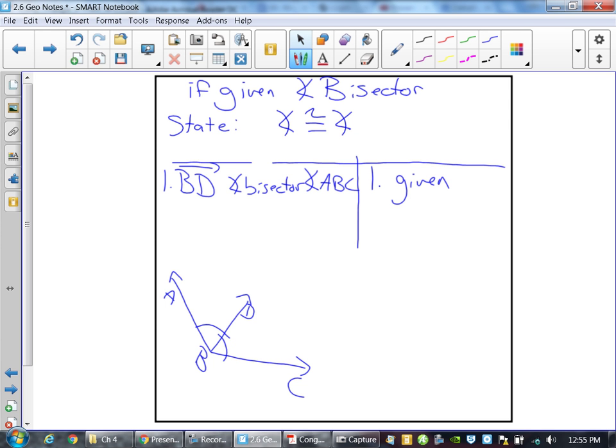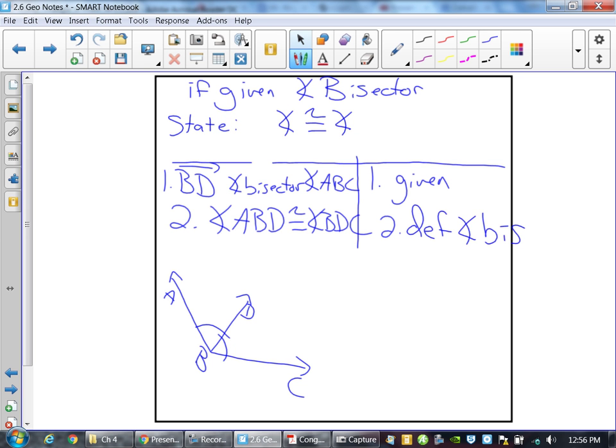Angle bisector creates two congruent angles. According to my diagram, what are my two congruent angles? ABD and DBC. Perfect. So if I have an angle bisector and I know all my letters, I just do this. Angle ABD congruent to angle BDC. What definition did you just use? That's it. And make sure you write definition though. Definition, angle bisector. Okay?